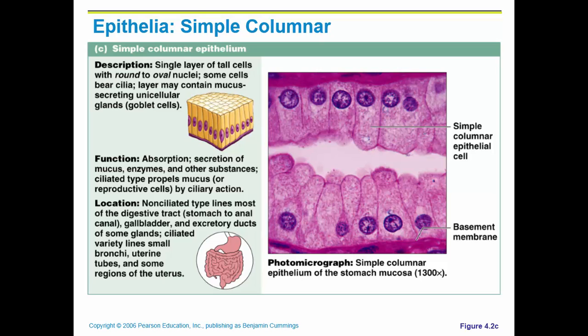And this is a picture of the simple columnar epithelial tissue, and you can see that in this case there are little cilia at the top, and then you can see the cells and the nuclei. And again, we'll be looking at all of this underneath the microscope.